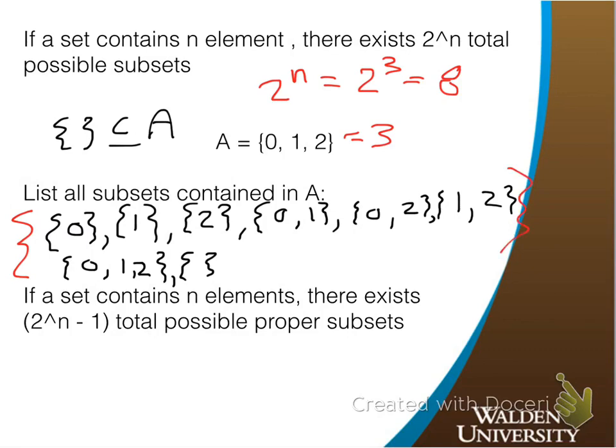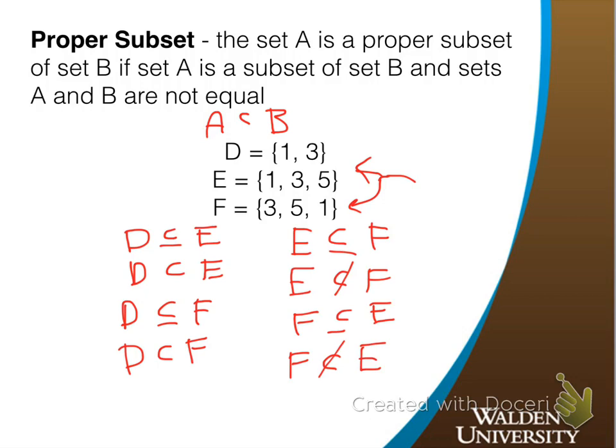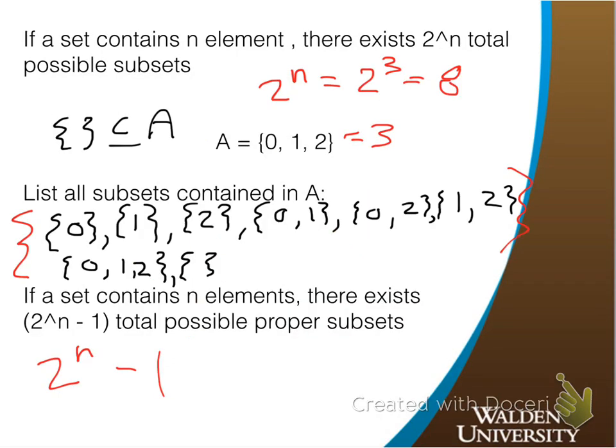If a set contains n elements, there exist 2 to the n minus 1 total possible proper subsets. That makes sense if we look back to our definition from the last page: A and B are not equal. That's pretty much the difference between a proper subset and a subset. They cannot be equal to each other. So that's just going to remove the set that equals itself right here. That's where we get that 2 to the n minus 1. So 2 to the third minus 1 is equal to 7 proper subsets contained in A.